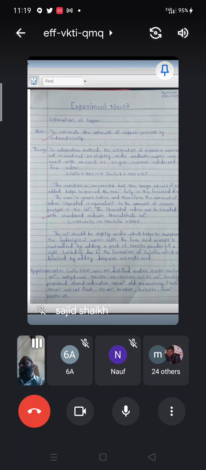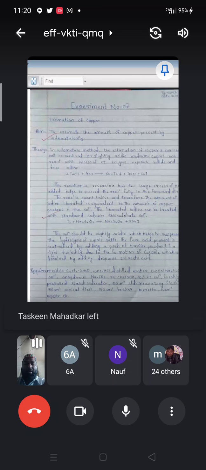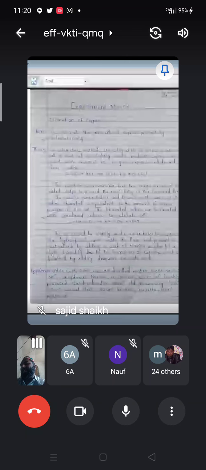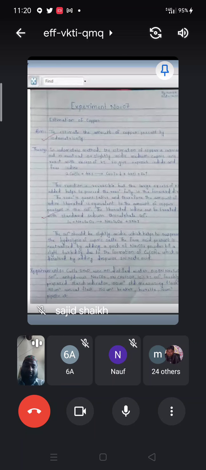The solution should be slightly acidic, which helps to suppress the hydrolysis of the cupric salt. Why are we using the acidic condition? There should not be hydrolysis. The free acid present is neutralized by adding a pinch of sodium carbonate. We add a pinch of sodium carbonate powder till a slight turbidity appears due to the formation of copper hydroxide, which is dissolved by adding dropwise 2 normal acetic acid. We will get a turbid solution, and we dissolve that turbidity in the acetic acid solution.